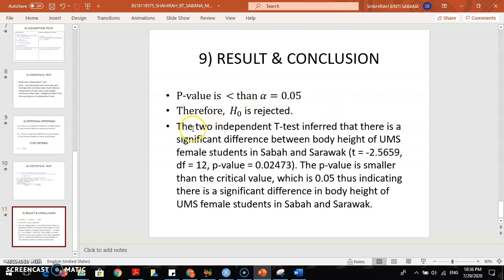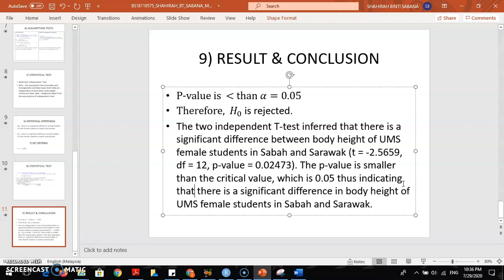The conclusion is that the two independent t-tests inferred that there is a significant difference between body height of UMS female students in Sabah and Sarawak. The p-value is smaller than the critical value, which is 0.05, thus indicating that there is a significant difference in body height of UMS female students in Sabah and Sarawak. Thank you.